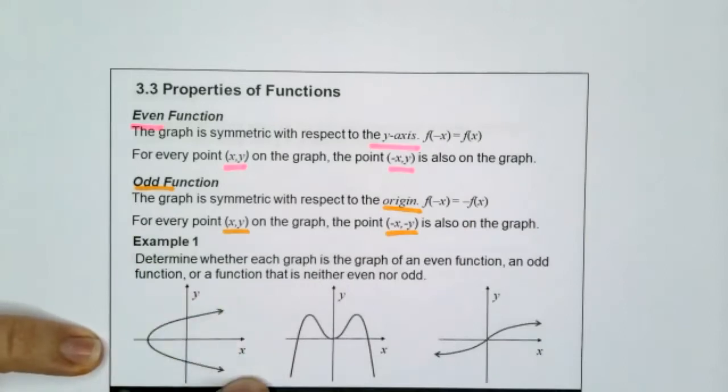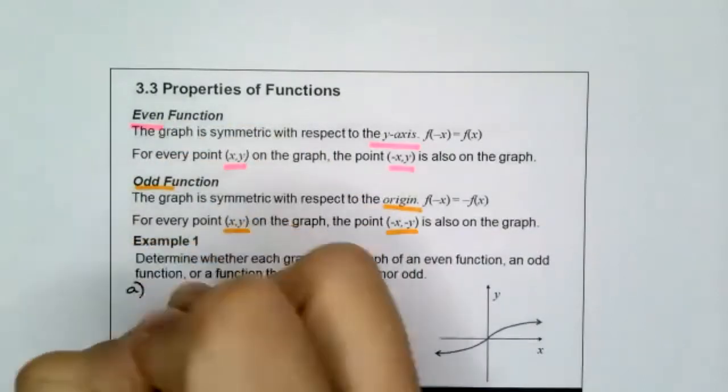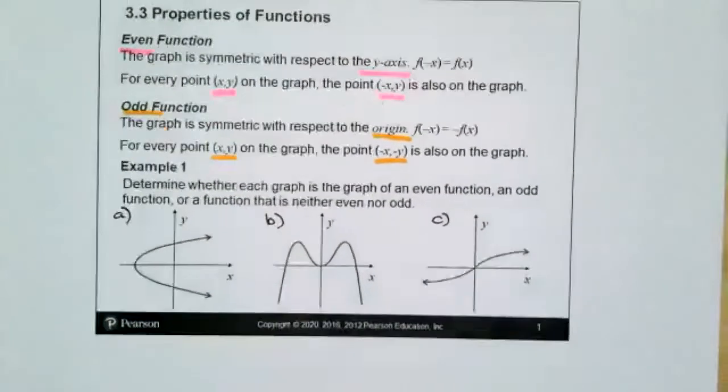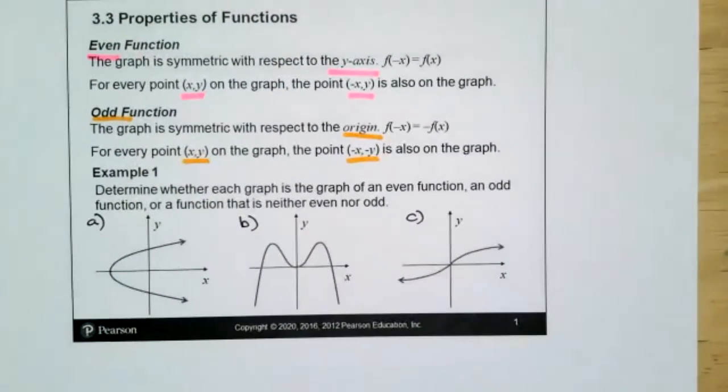So if you're just looking at a picture of the graph for these three examples, is the graph an even function, an odd function, or neither even nor odd? Okay, so let's look at that first. I should label them. Let's look at A. Okay, so remember, is this the graph of an even function, an odd function, or a function that is neither even nor odd?